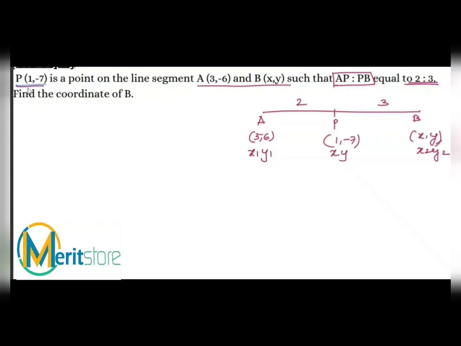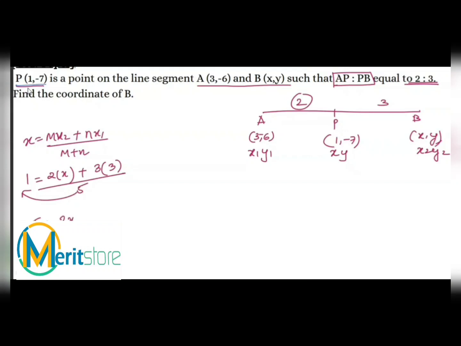So we're going to use the section formula. x is equal to (m x2 plus n x1) upon (m plus n). x is given as 1, m is 2. So 2 into x2, so 2 into x, plus n is 3, x1 is 3 here, upon m plus n. 2 plus 3 is 5. So 5 goes here. We multiply. 5 is equal to 2x plus 9. 9 goes on the other side. 5 minus 9 is equal to 2x. Minus 4 is equal to 2x. And x is equal to minus 2.